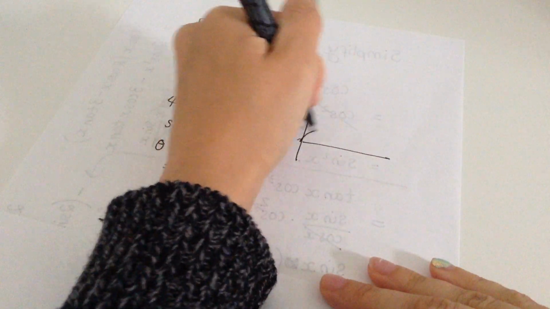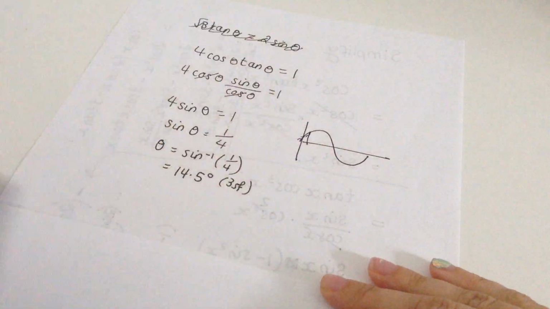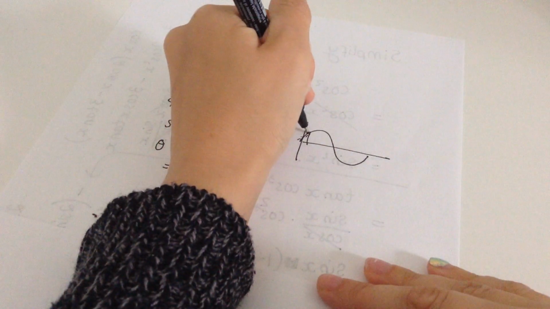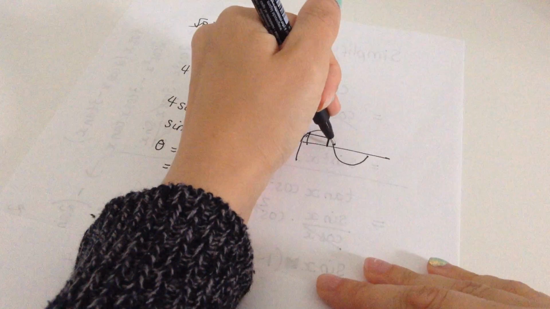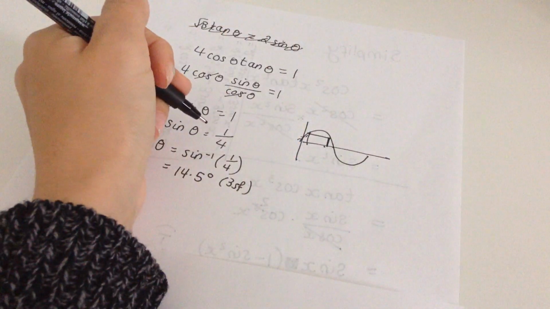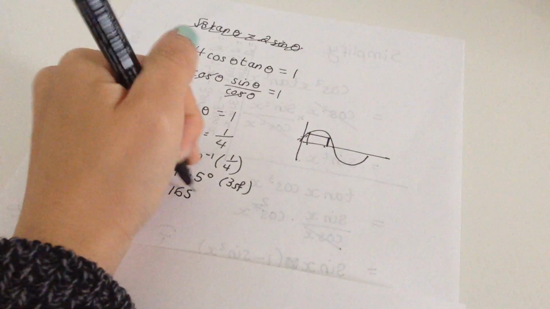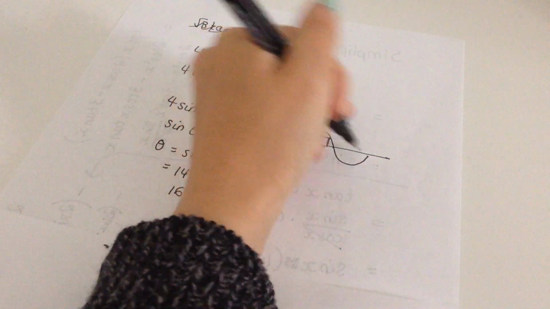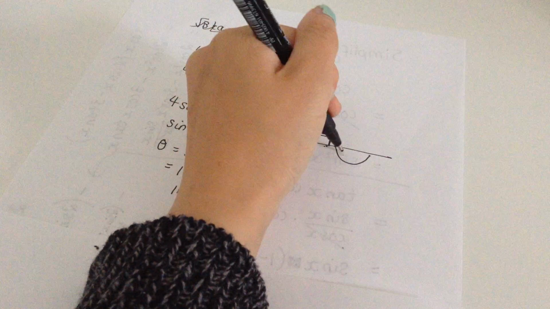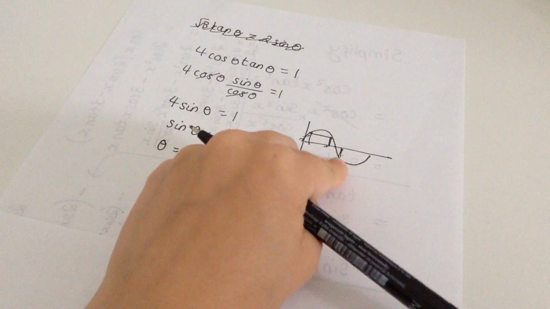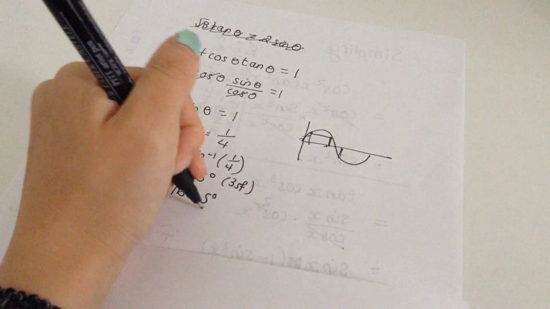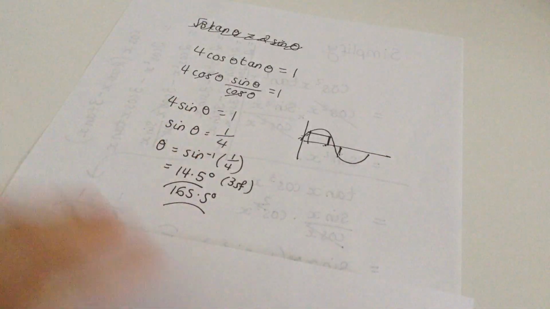Okay, and then I need a quick sine graph. 14.5, okay, so that's going to be 180 take away 14.5. 165.5, and it's going to, well, that's it, isn't it? I was going to say, oh, and there's one down here, but no, that's negative. I only want the positive. So, those are my 2 answers for that one.